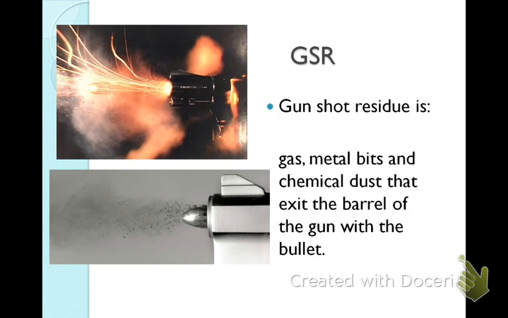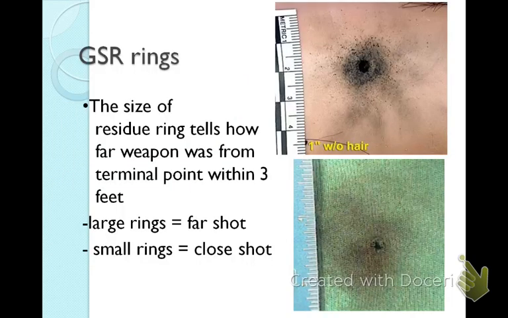Gunshot residue, or GSR, is gas, metal bits, and chemical dust that exit the barrel of the gun with the bullet. That can go forward. I think I said it wrong in the last slide, but primer residue goes backwards.